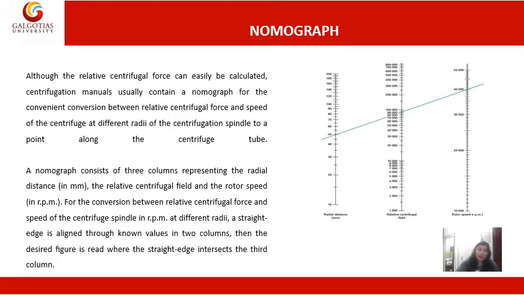Now let's read. A nomograph consists of three columns representing the radial distance in millimeters, the relative centrifugal field, and the rotor speed in RPM. For the conversion between the relative centrifugal field and the speed of the centrifuge spindle in RPM at different radii, a straight edge line is drawn through the known values of two columns. Then the desired figure is read where the straight edge intersects the third column.